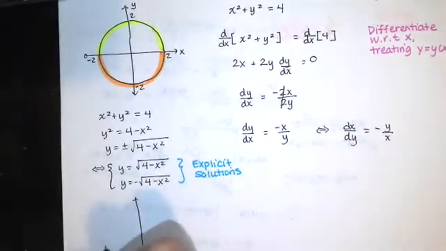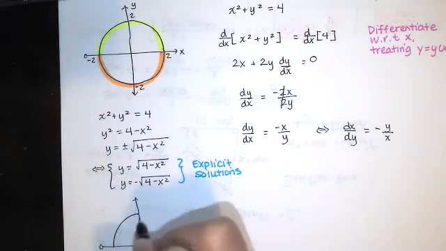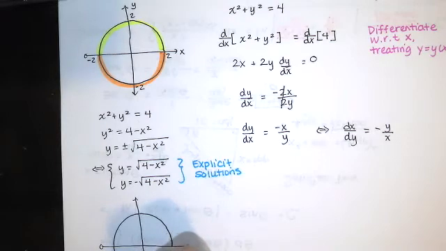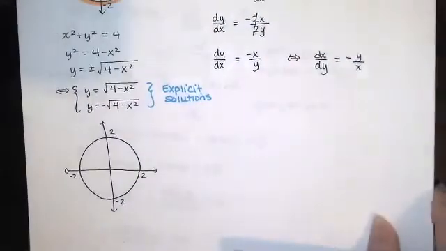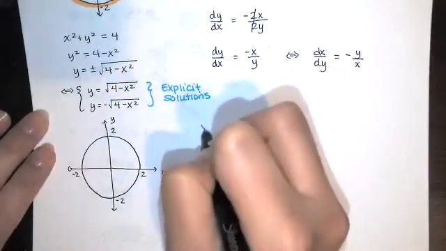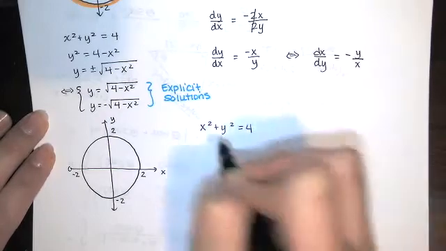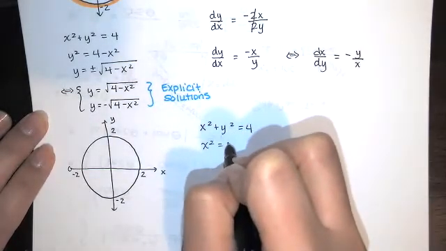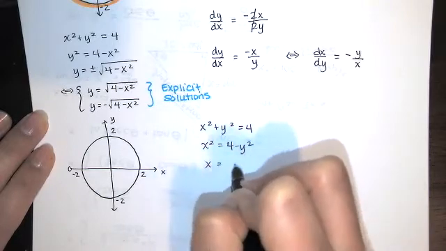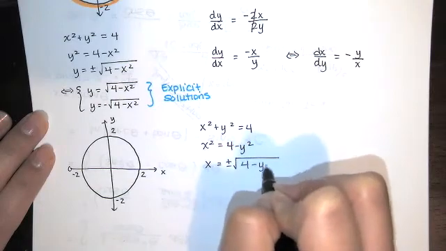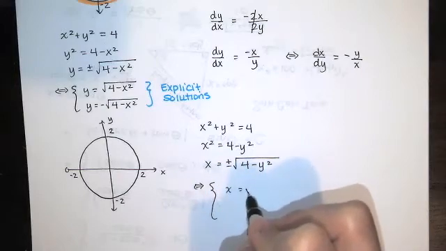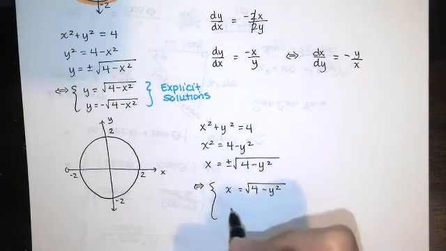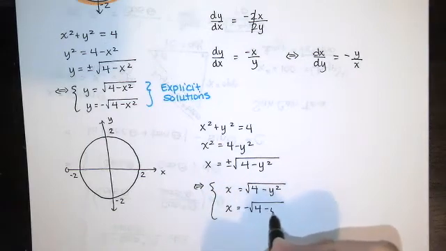So let's draw our circle again. And it doesn't have to be perfect. Oops, there we go. So we've got our circle, radius 2 centered at the origin. If I take this and solve for x by first subtracting y squared from both sides and then taking the square root, don't forget your plus or minus, I get two functions. So I've got x equals the positive square root of 4 minus y squared and x equals the negative square root of 4 minus y squared.